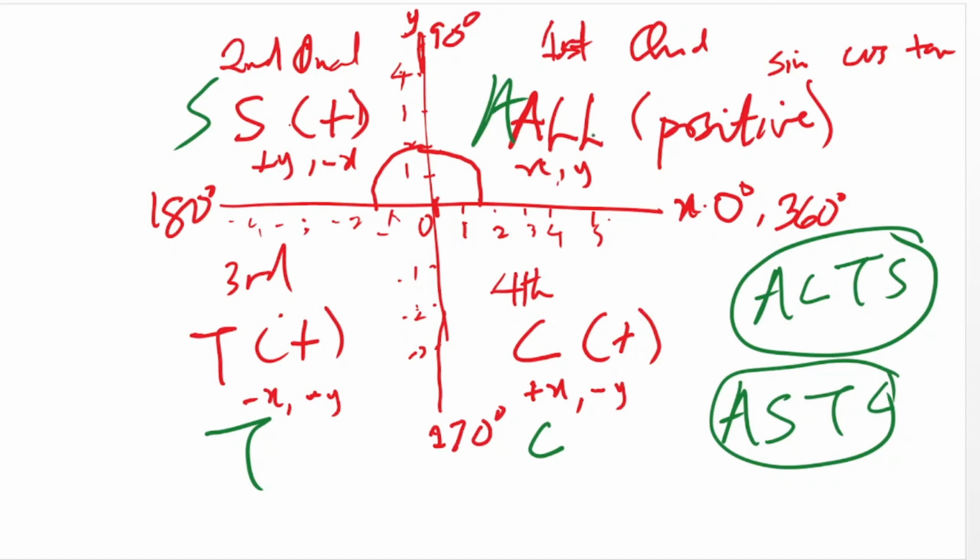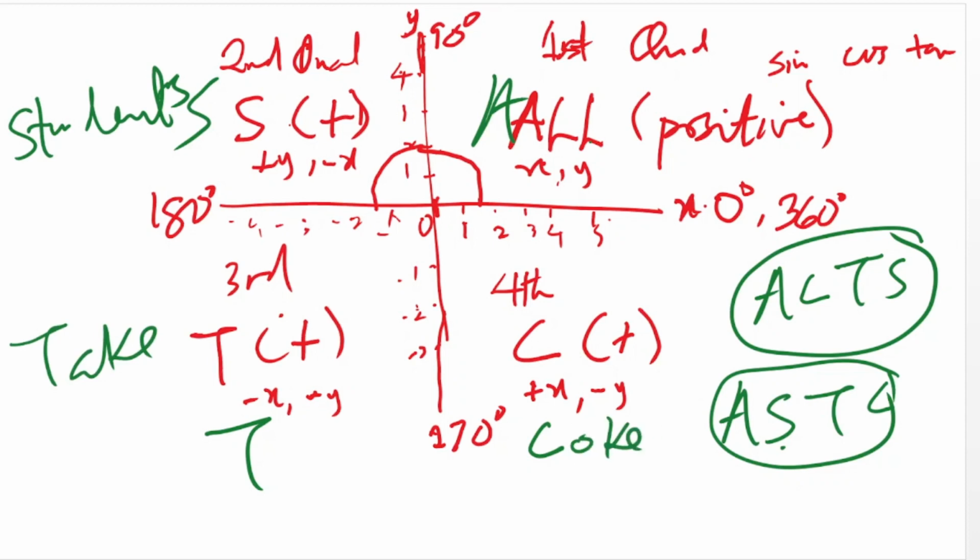The A, I'll call it all. Then the S, I'll change it to students. The T, I'll change it to take. And the C, I'll change it to coke. So I'll just say: all students take coke. That will make it easier to remember.